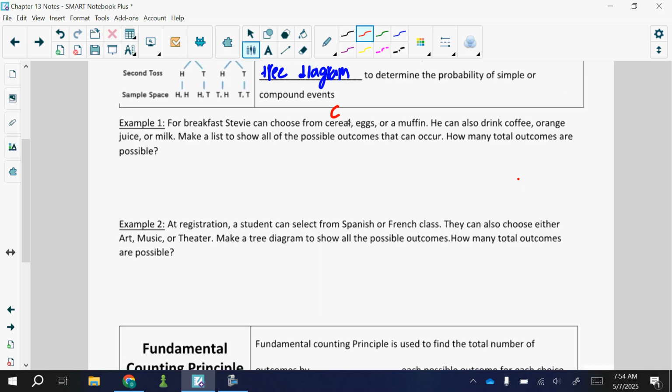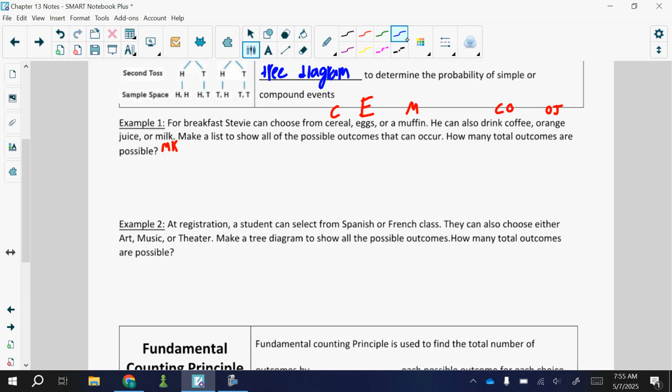So let's call this C for cereal, E for eggs, M for muffin, let's say CO for coffee, OJ for orange juice, and then MK for milk. Okay, so going through making a list, it's best if you just decide to go one by one. So by that I mean we have two components here. We have a food and we have a drink.